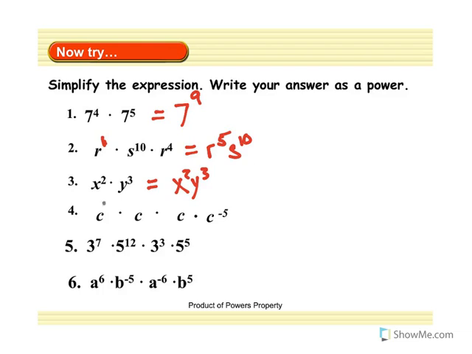For the next one, I've got c to the 1, c to the 1, c to the 3. So 1 plus 1 is 2, plus 3... is 5, plus negative 5 is negative 2. And I can rewrite that as 1 divided by c squared, if I want to write it as a fraction.